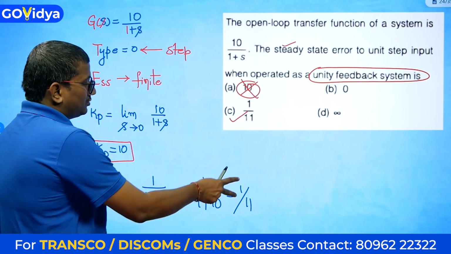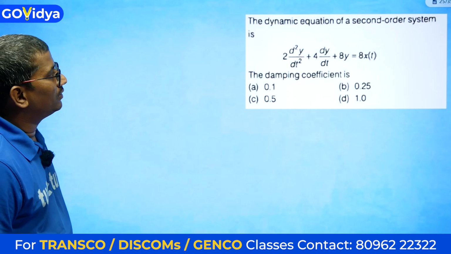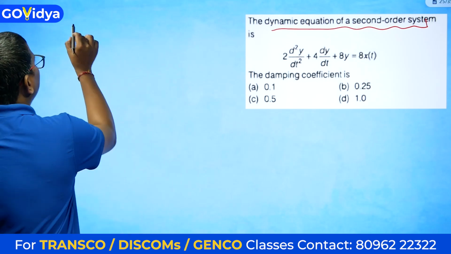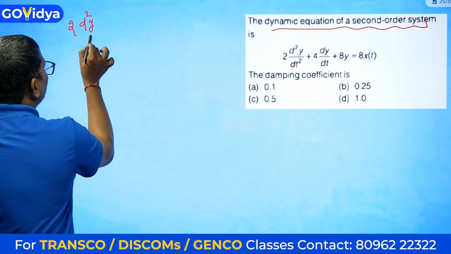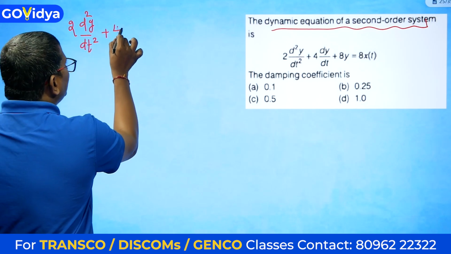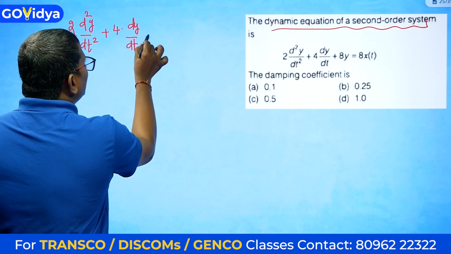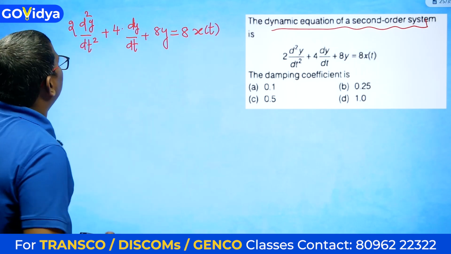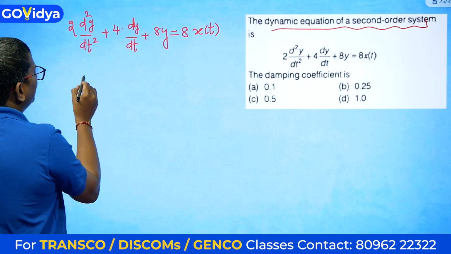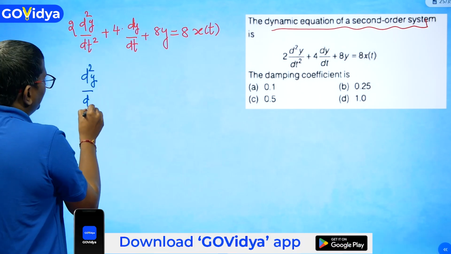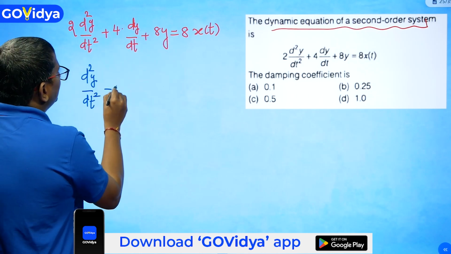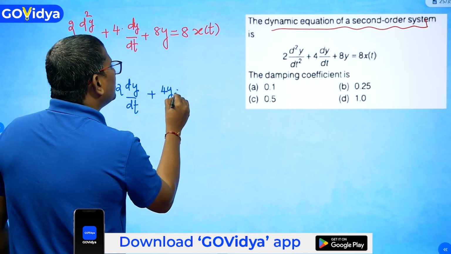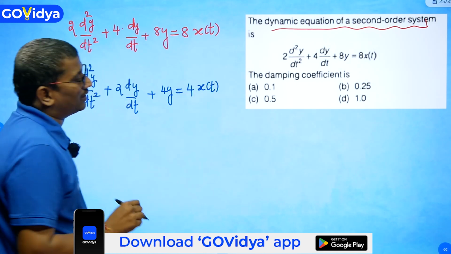Now, let us see one more question. The dynamic equation of a second order system is given like this: d square y by dt square plus 4 dy by dt plus 8y is equal to 8 into x of t. But it is better to make it a monic function. What is that? d square y by dt square plus 2 dy by dt plus 4y equals 4 x of t. Correct now?